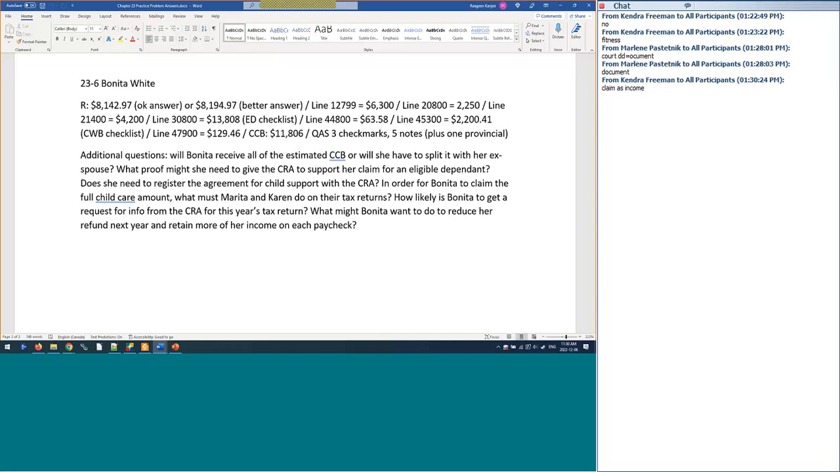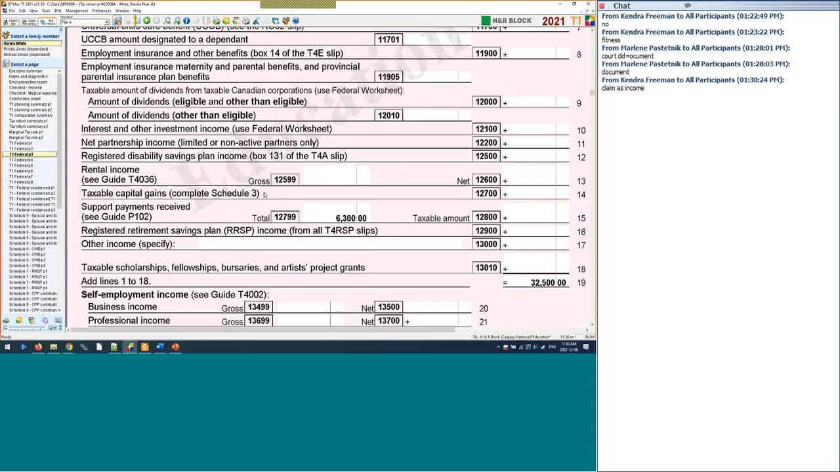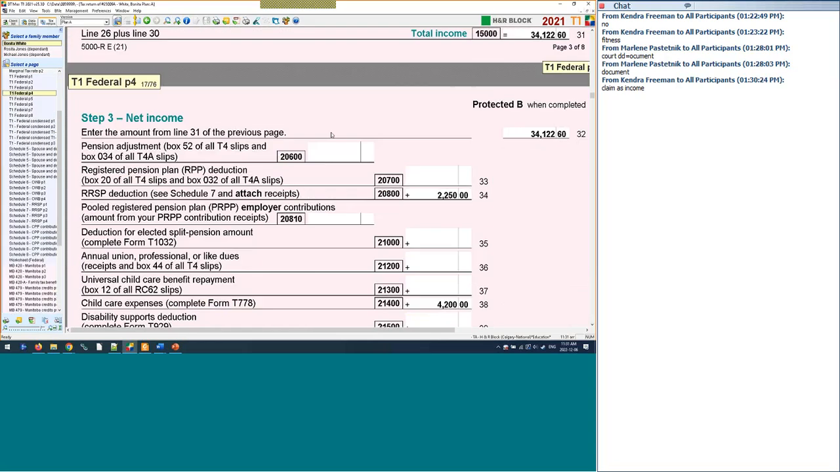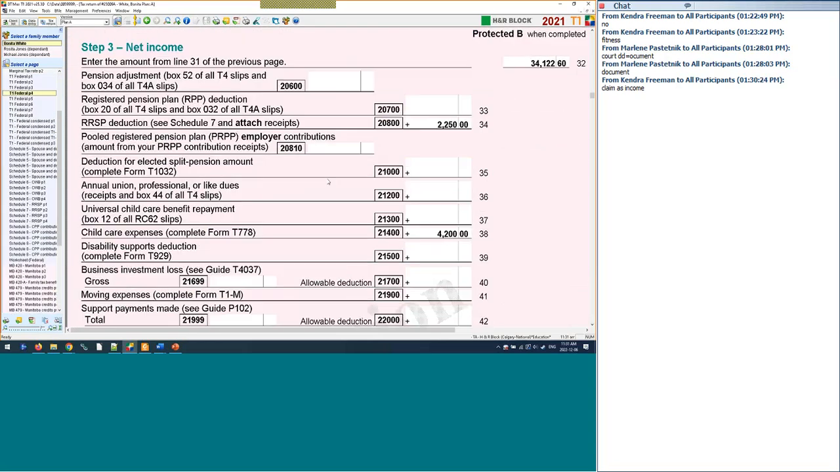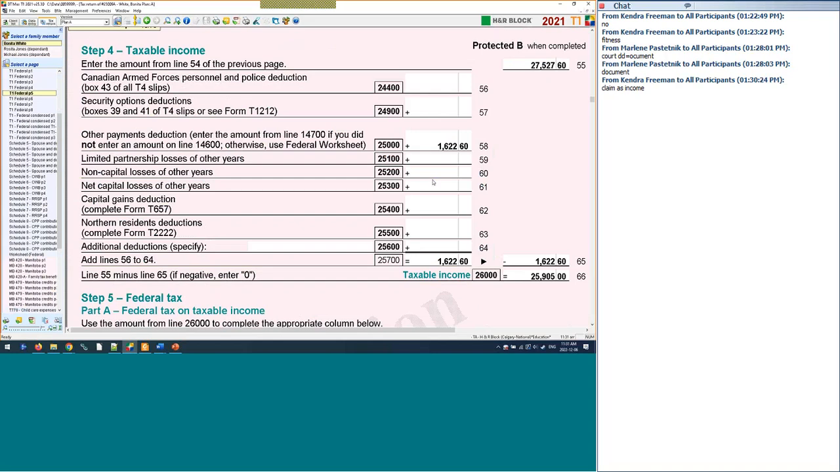Good. And then how likely is Bonita to get a request for info from the CRA for this return? So I'm going to remind you what the return looks like. Last year, she was married with 2 kids. This year, she is claiming spousal support as income, or child support rather, as income. She is claiming child care expenses, which maybe she was claiming before or maybe she wasn't, but she's doing it now. She is claiming an elder dependent amount.